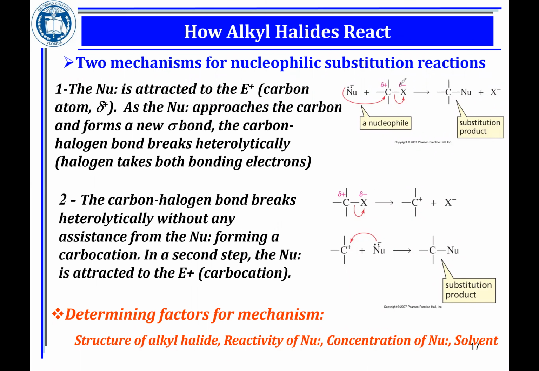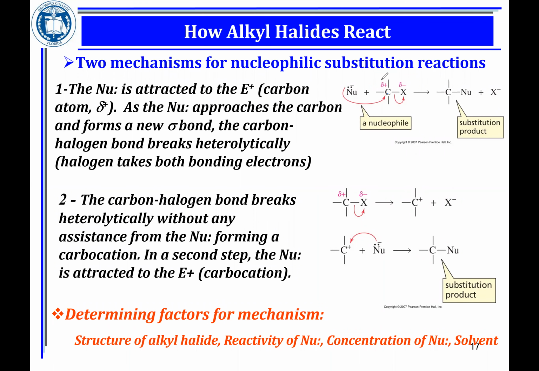No, because X would leave because the nucleophile would bring the other electron, correct? Mm-hmm. So what would be wrong if the X stays? Too many electrons. Too many electrons for what? For the nucleophile, for the halogen, or for the carbon? Carbon. For carbon. Carbon cannot have more than 4 bonds.